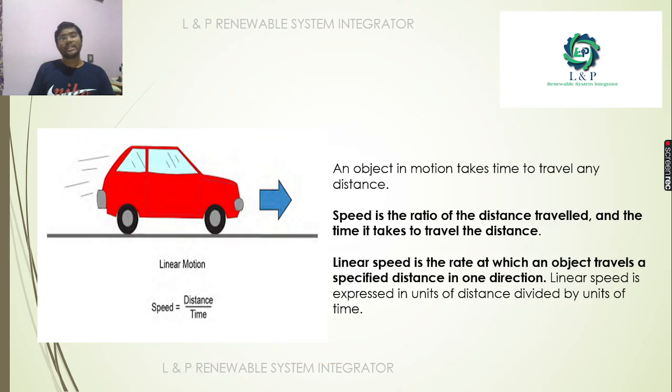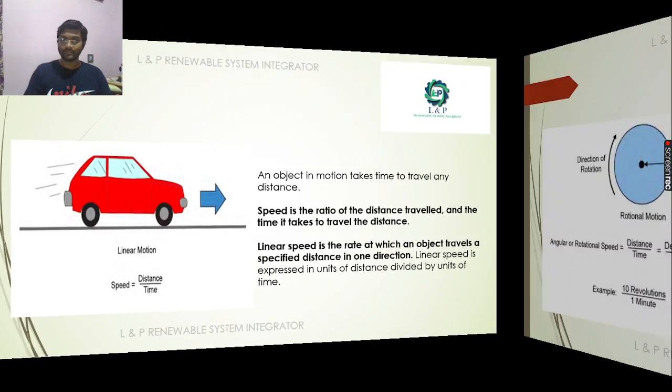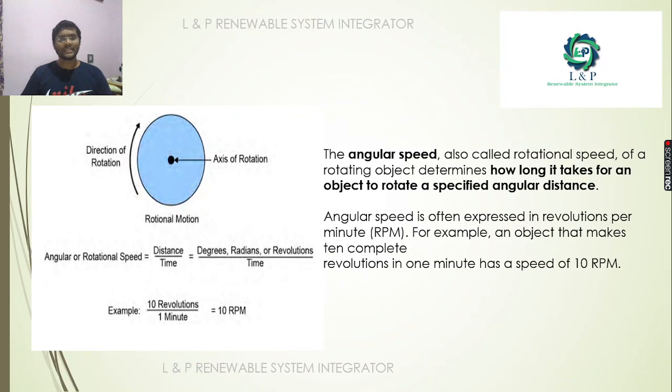Next we should know about the speed. If you consider linear motion, speed is the ratio of distance and time. Next, we need to know the angular speed. It is how long it takes for an object to rotate through a specified angular distance. Angular or rotational speed is nothing but distance by time, that is revolutions by time.